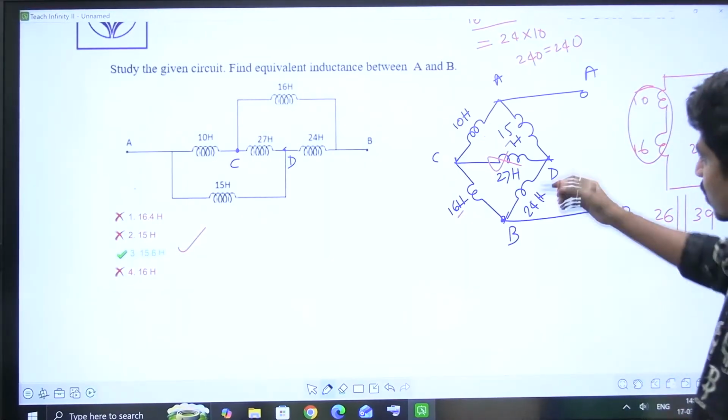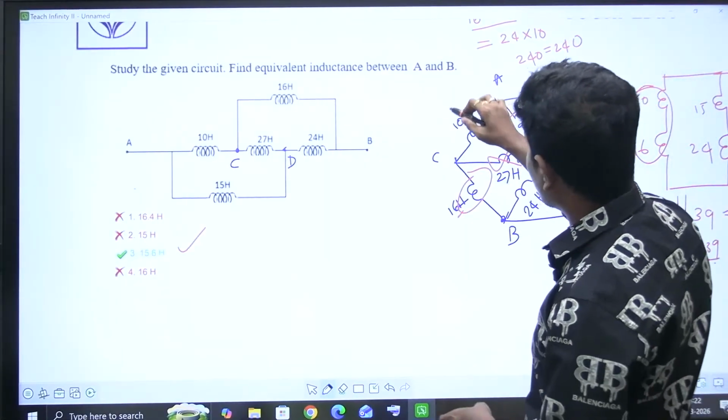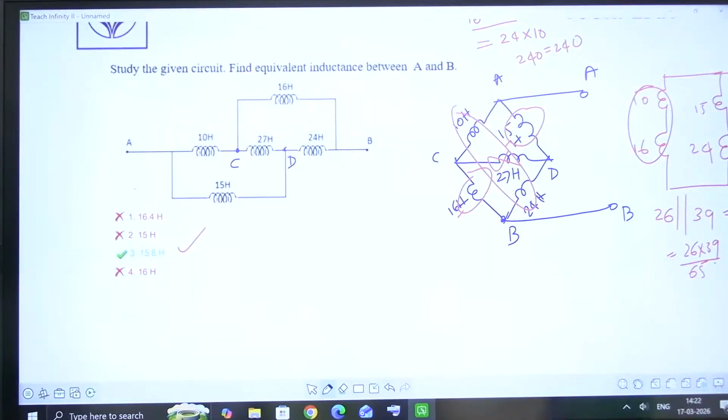You have to check the bridge balance. How to check the bridge balance? We have to check the product of opposite elements. If the product of opposite elements is equal, then it is balanced.